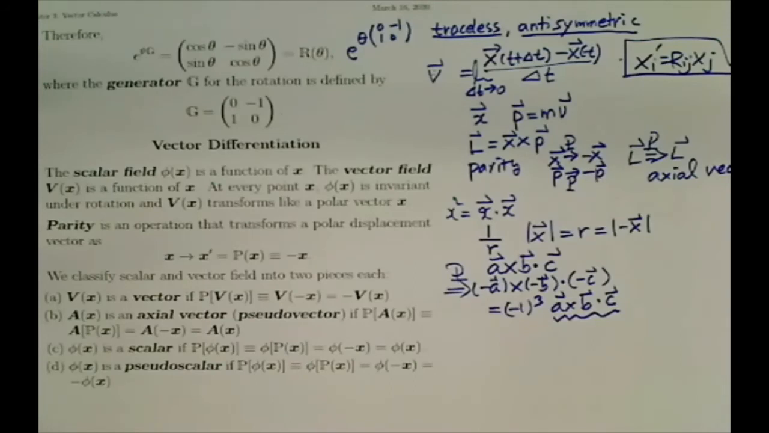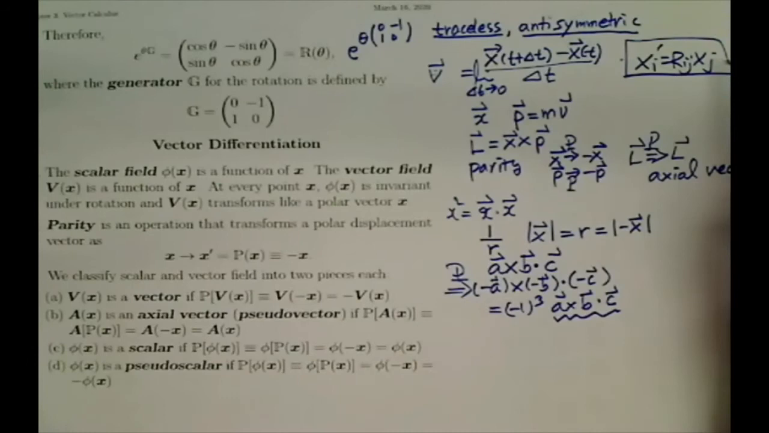We classify the scalar and vector fields into 2 pieces each. First of all, V is a vector if it transforms under rotation with the covariant definition of multiplying matrix R. However, displacement vector x is a vector that has a negative parity. So, V is a vector that transforms like R x prime. It's just a polar displacement vector. But any vector follows the same rotational form.